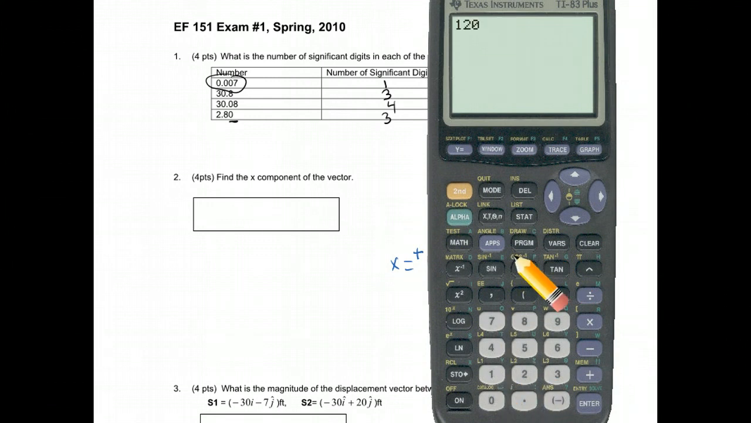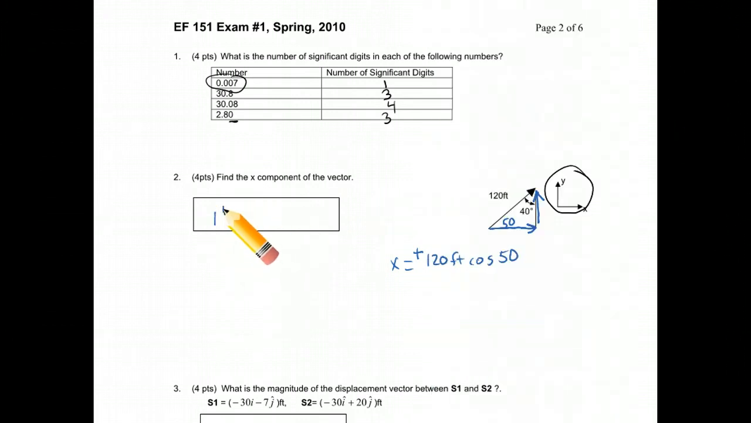120 cosine 50. 115.8, 116. Alright, we want to make sure we only give 3 significant digits. We want to make sure we give the units from right there. Okay.